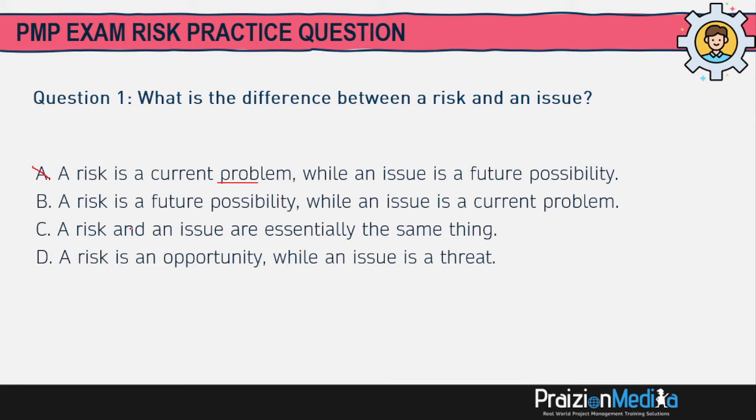A risk and an issue are essentially the same thing. That is not correct. A risk is an opportunity. Could be, while an issue is a threat. Doesn't always mean that an issue is a negative thing. And it's not fair to say a risk is only an opportunity. A risk could be an opportunity or a threat. An issue is not a threat, it's something that is happening now. So this is not correct. And the best option is B.